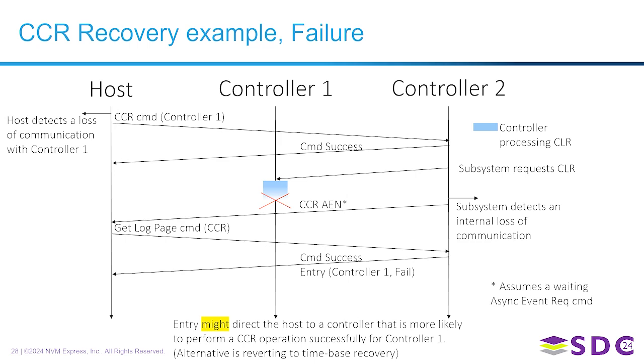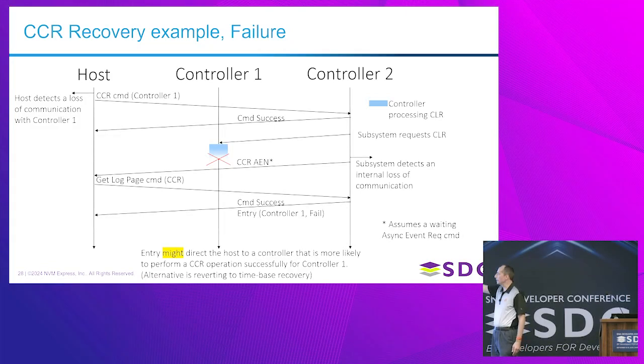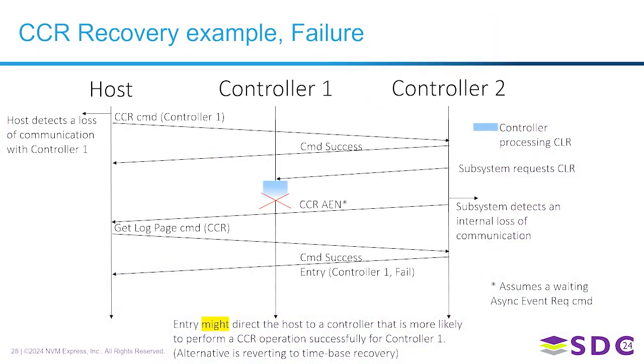So here's an example of failure. The host issues a cross-controller reset command. Controller 2 says, yep, I got it. We'll start working on that. Subsystem requests a controller level reset. Maybe controller 1 gets it, maybe it doesn't. Start processing it, and it says, well, we're expecting that cross-controller reset is going to take less time than timer-based retry, or timer-based recovery. So we're not going to wait as long internally.